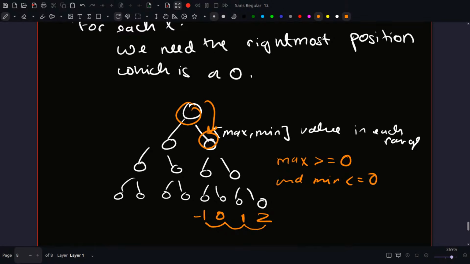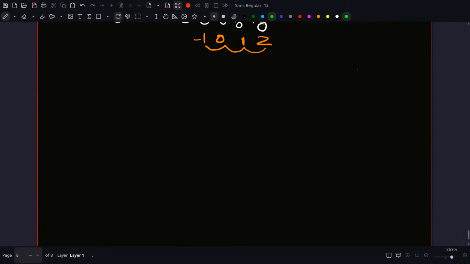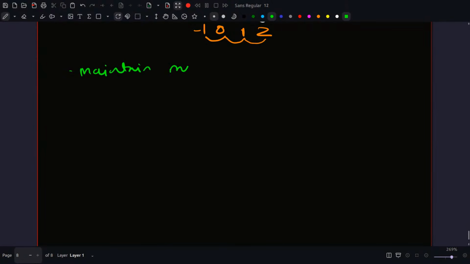If the max of this half is greater than or equal to 0 and min is less than or equal to 0, that means there is a 0 to the right if we go down the segment tree. Otherwise we will go down the left of the segment tree, because we want the rightmost position. So basically, maintain min and max of range in the segment tree.